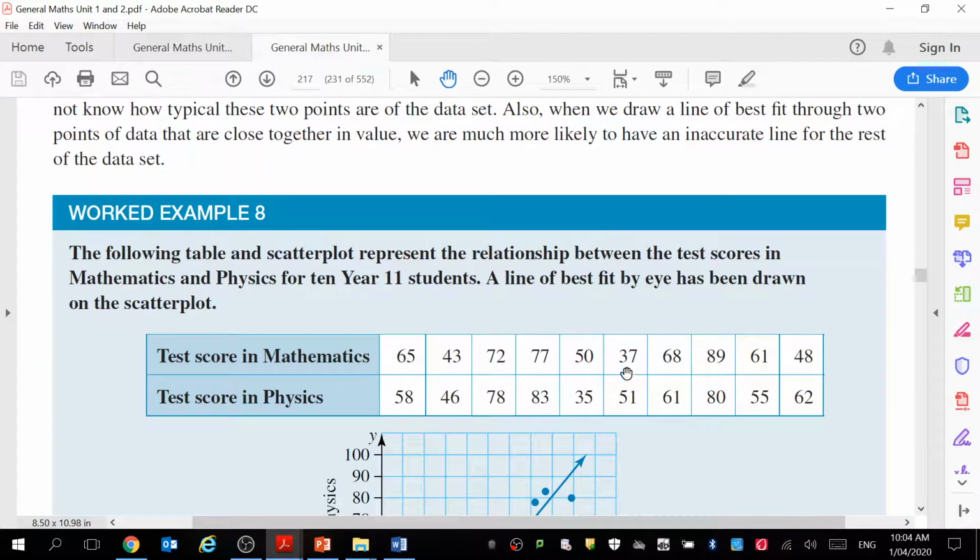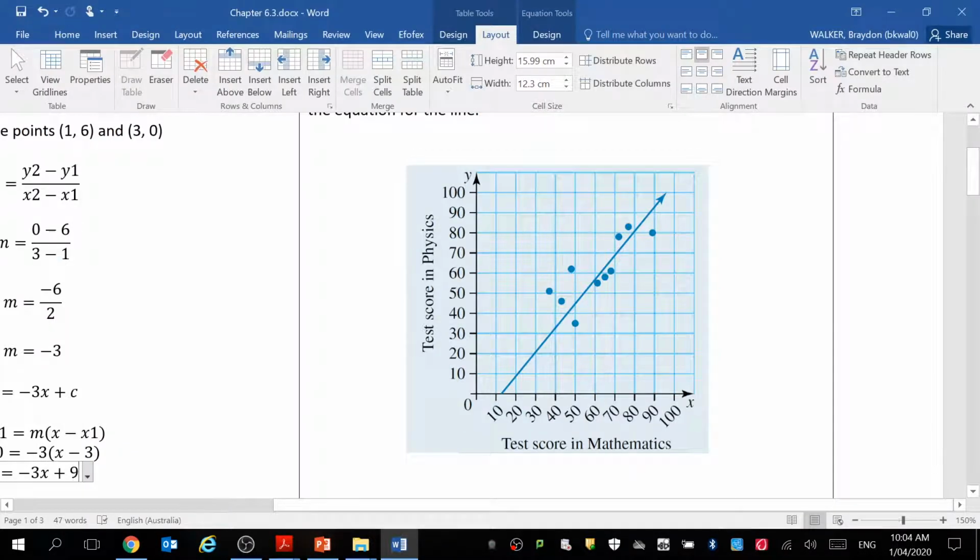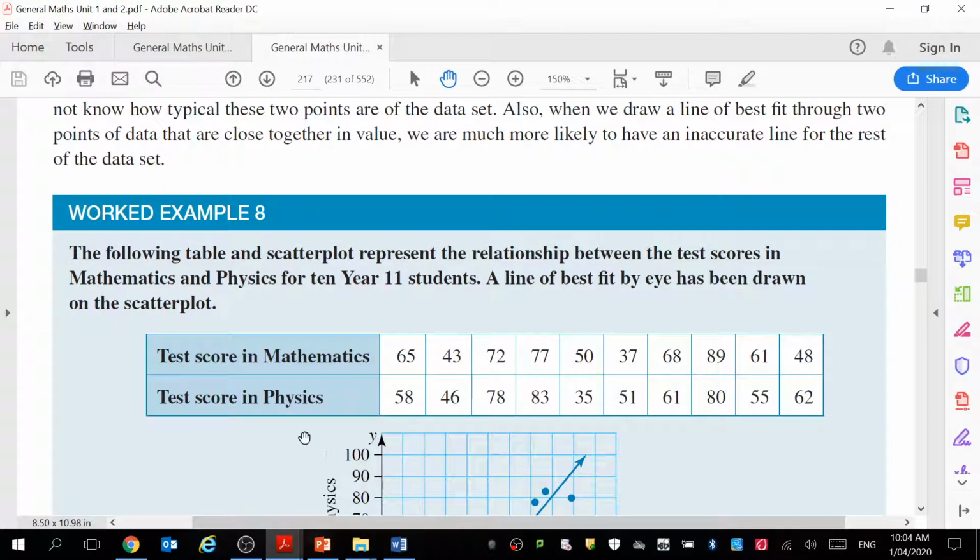There. That's the raw data there, and then they've just put mathematics and physics on each axis instead of x and y, and they've plotted them. So as an example, when someone scored roughly 50, it's about 55, they got 55 in maths, they got 35 in physics. Let's just double check that.